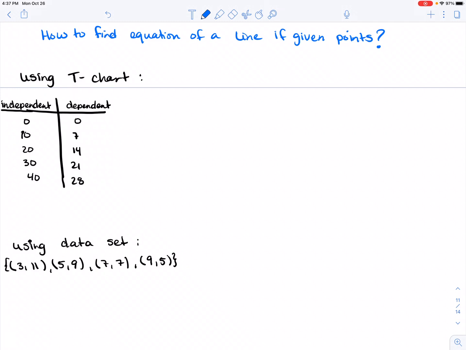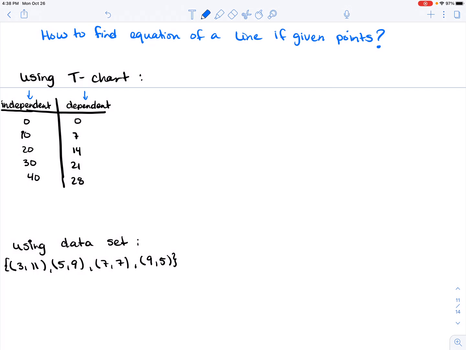Welcome to the tutorial on how to find an equation of a line if you're given points. What if you're given your points using a t-chart? Well, we have our independent variables here, and we have our dependent variables in this column. So how do we actually find an equation for a line given these points?